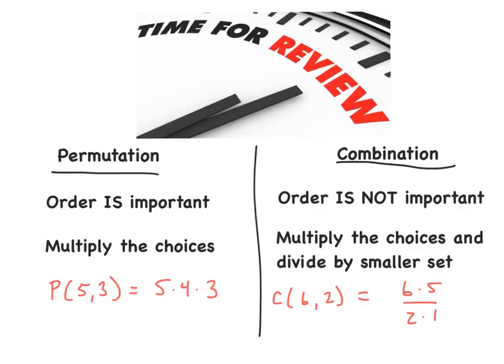Quick time for review. If we're talking about permutations, the order is important. To find a permutation, you're going to multiply the choices. So this is the permutation of 5 objects and you only have 3 that you can choose from. You multiply 5 times 4 times 3. For combinations, order is not important. To find a combination, you need to multiply the choices and then divide by the smaller set. So for a combination of 6 objects and you choose 2 of them, in the numerator, it's like a permutation. You do 6 times 5, and then in the denominator, you would do 2 times 1.